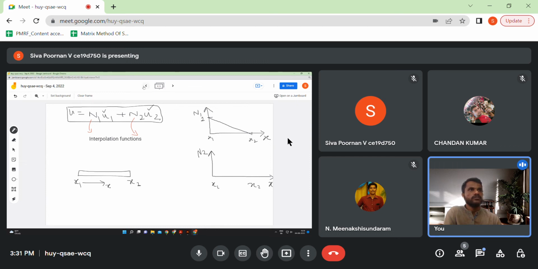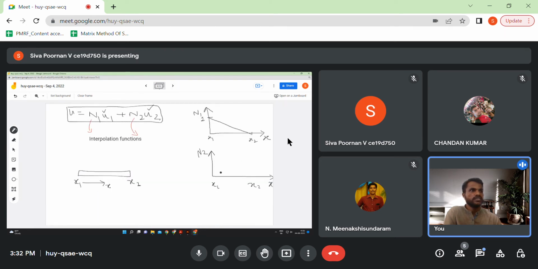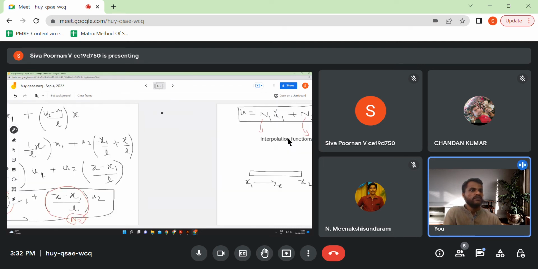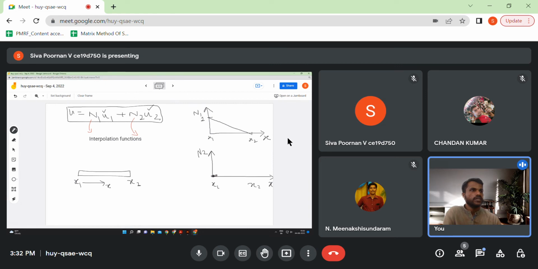What is N2? N2 is this value. When x becomes x1, this whole value becomes 0. So I know that this is 0, starting at 0 at x1. And when x becomes x2, x2 minus x1 is L, so L by L is 1. So I know it increases to 1 when x becomes x2. Right? So these two are interpolation functions.